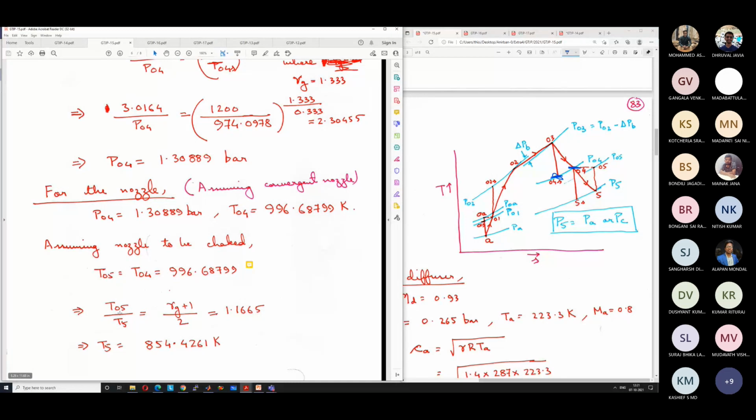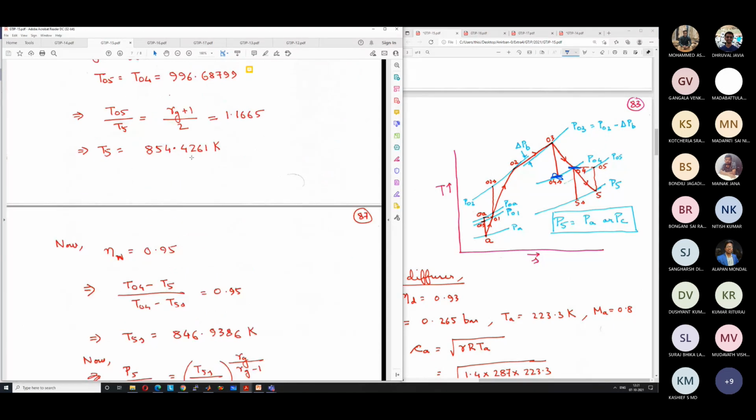So using the fact that for an isentropic flow the stagnation and static properties are related, for Mach number 1, T05 by T5 is equal to gamma plus 1 by 2, where gamma is 1.333. So this gives us 1.1665. So T5 is equal to 854.4261. This is exactly the same as the calculation we have done today. Only the values are different.